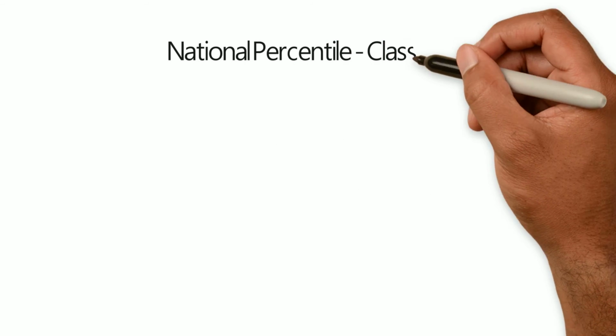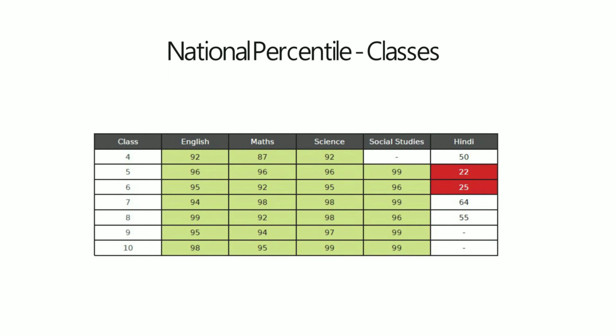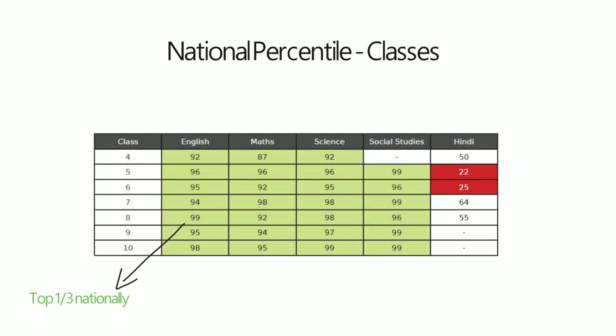The next section, called the National Percentile section, indicates the performance percentile based on all schools that have participated in ASSET. In this example, you can see that the performance in most classes and subjects is in the top 1/3 of all schools that took ASSET. This is really good news.